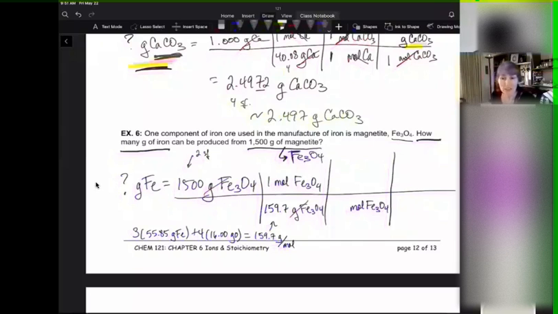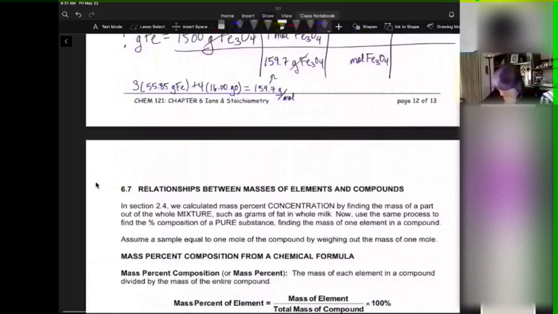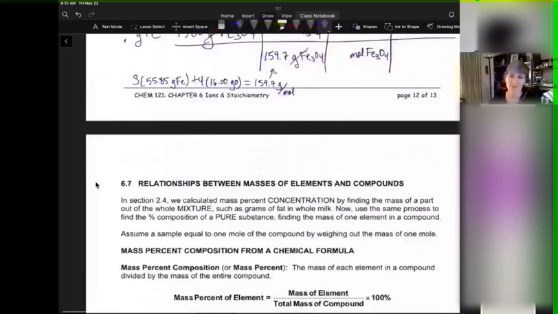So we're at the end of our time, so I think we just have one more page. Blah, blah, blah. We're going to go back to percents.